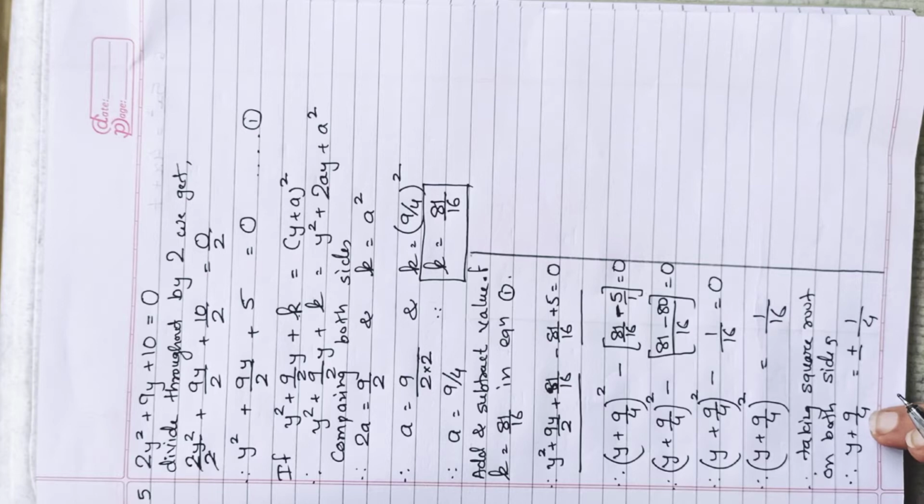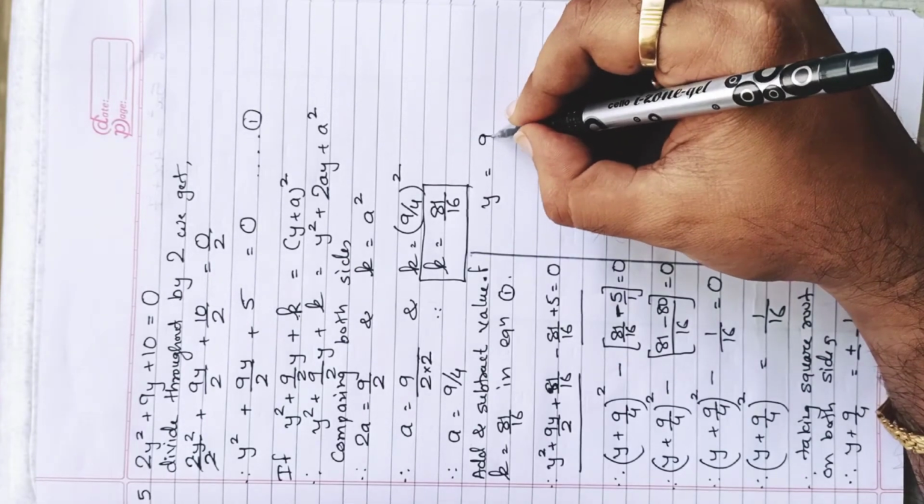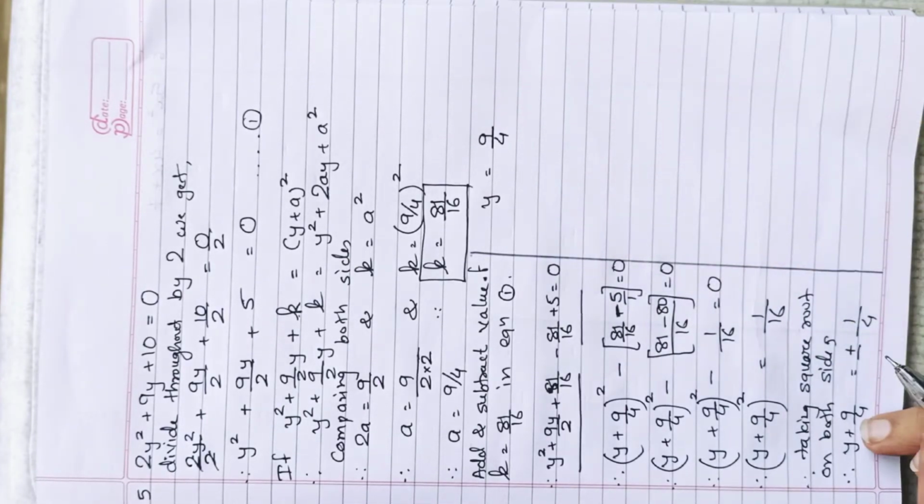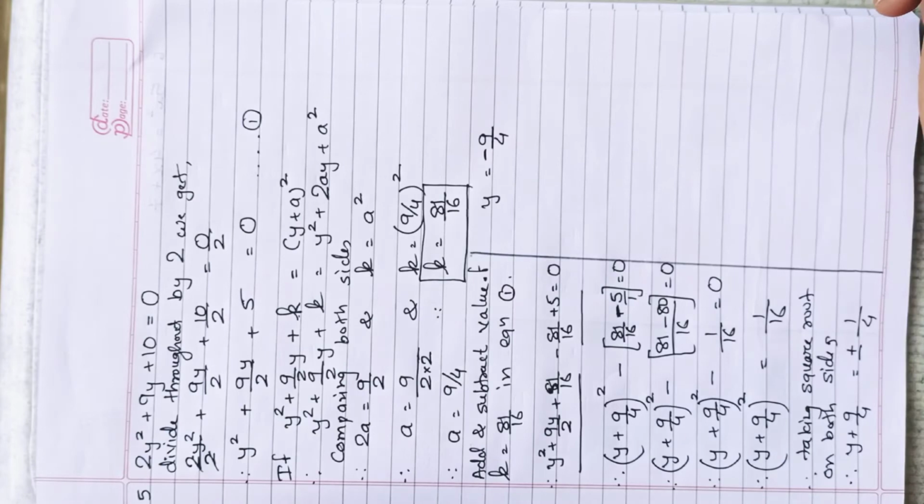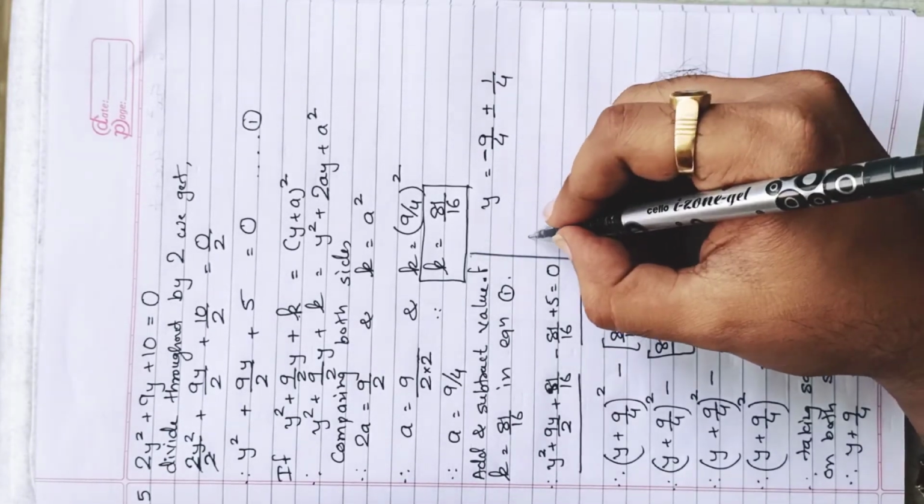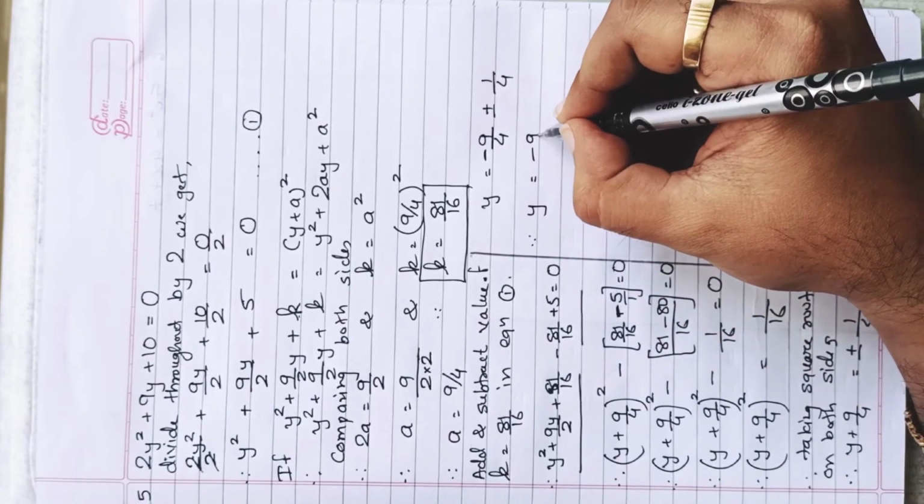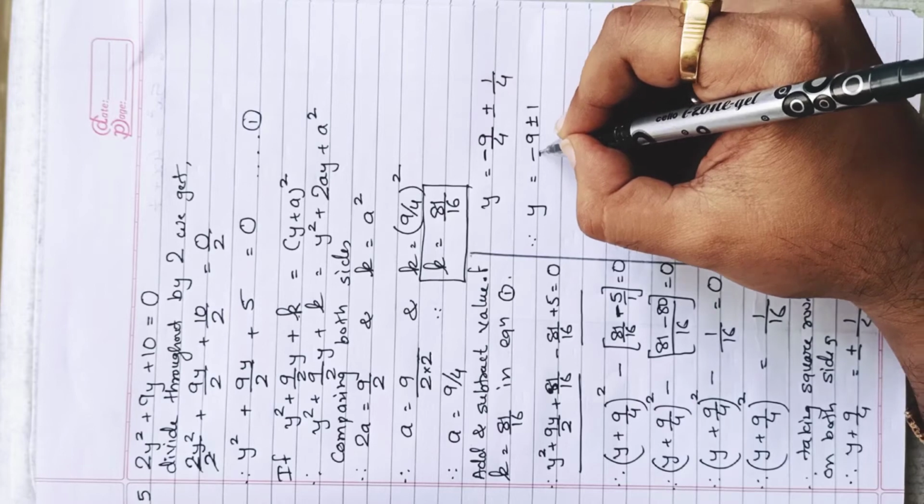Right? So, this number, now you have to isolate y. So, 9 by 4 will go on the other side. So, y equal to 9 by 4. It is plus, so it will go there, so it turns into minus 9 by 4 plus minus 1 by 4. Therefore, y equal to minus 9 plus minus 1 by 4.